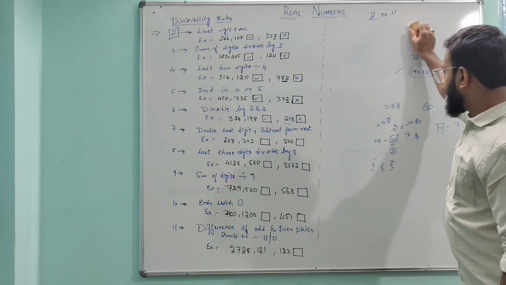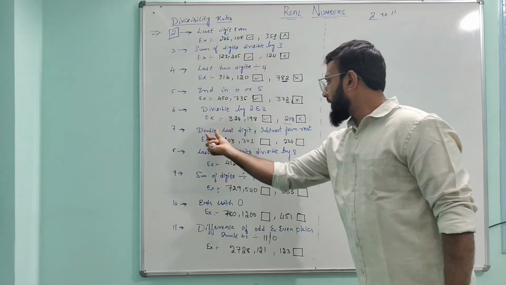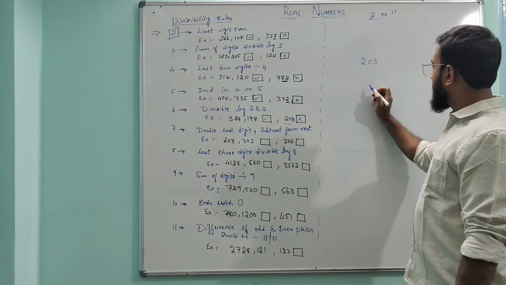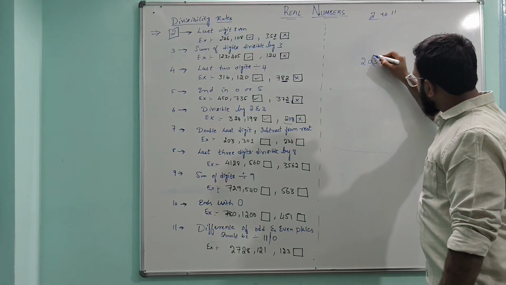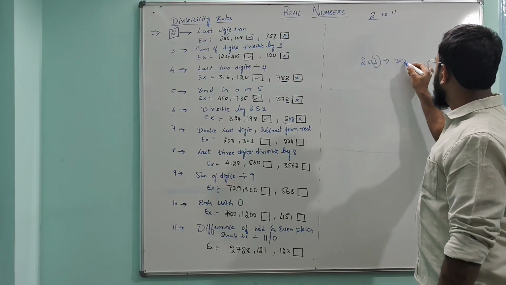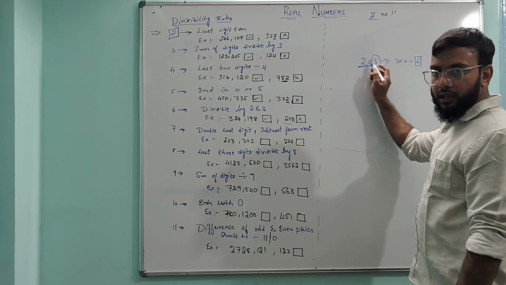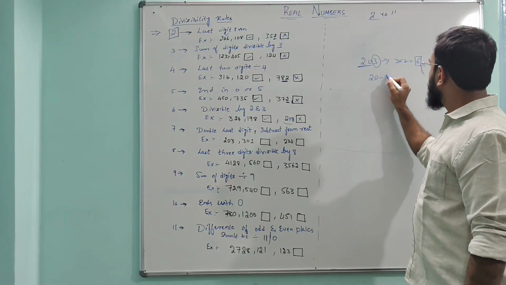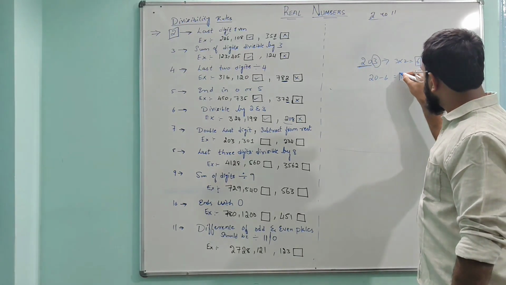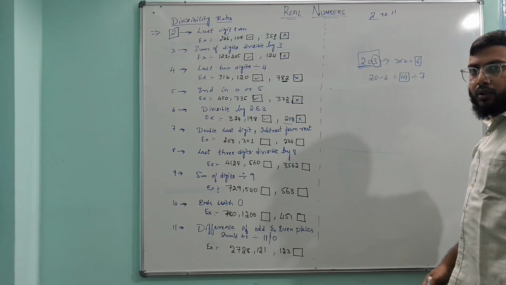Divisibility for 7. This is a little tricky. Pay attention. Double the last digit, subtract from the rest. It's very simple. See, 203. The last digit is 3. Double it: 3 times 2 is 6. Subtract from the remaining number, 20. 20 minus 6 is 14. If this number is divisible by 7, then the whole number is divisible by 7.